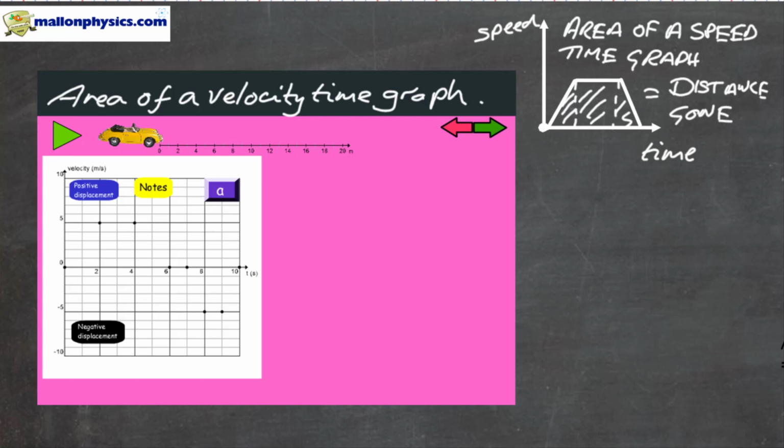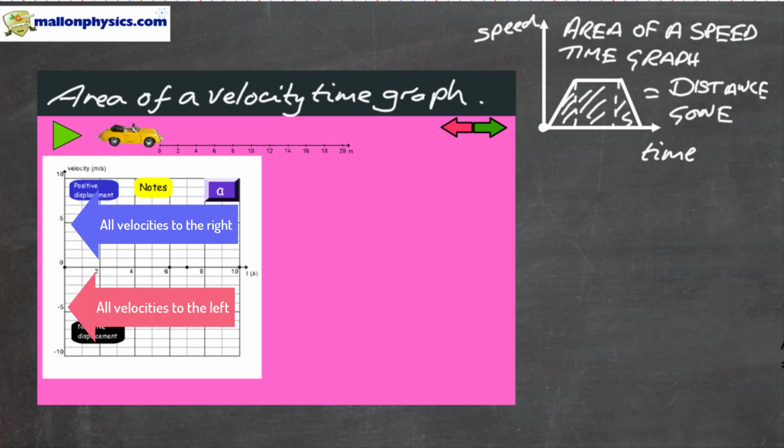Speed is a scalar quantity, and so is distance, and they don't need direction to fully describe them. But a velocity time graph is different because it shows velocity, which is a vector quantity, and that needs size and direction. Now, we got over this by drawing on the graph the positive values of velocity to indicate that the object is moving to the right, and negative values of velocity to indicate that the object is moving to the left.